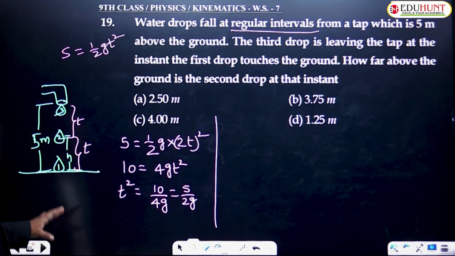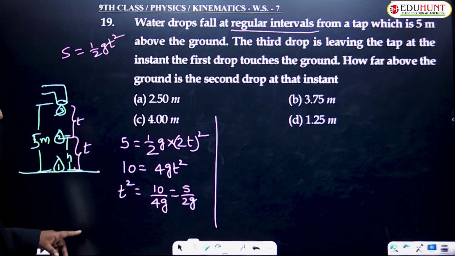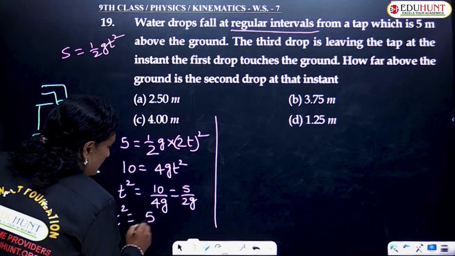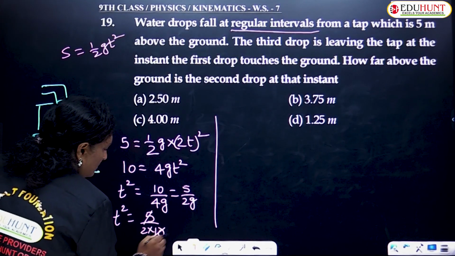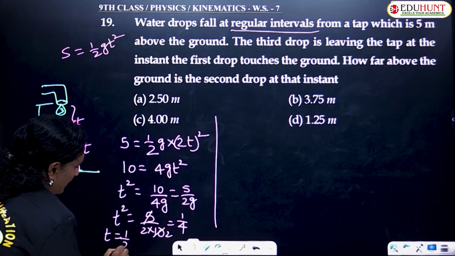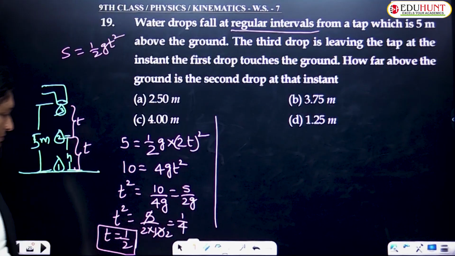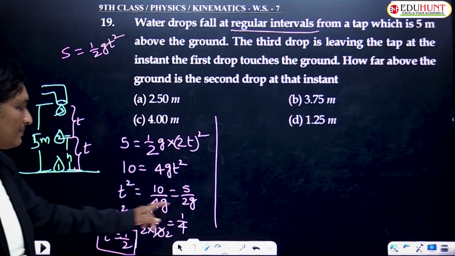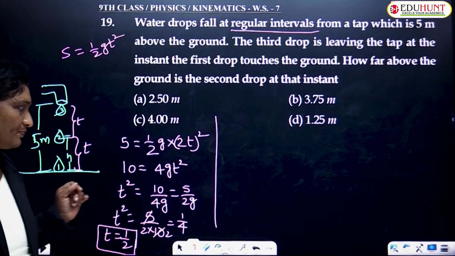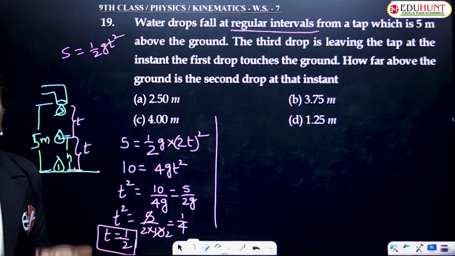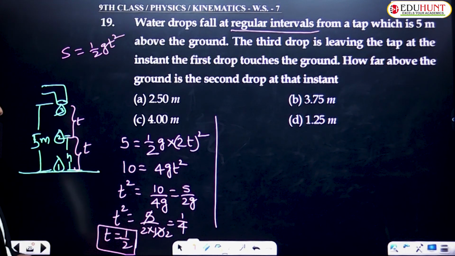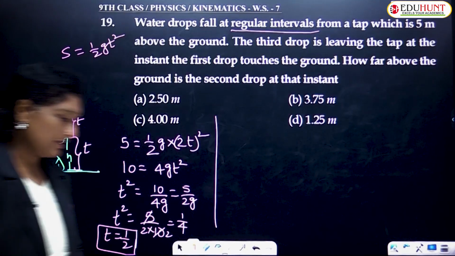Only the t value we know, nothing else. Let me substitute g as 10 only. 5 by 2 times 10, that is 1 by 4. If t square happens to be 1 by 4, t will be 1 by 2. That may help us. So based on the requirement I substituted the value of g as 10, so that I got the value of t as 1 by 2. If you go with 9.8, the solution will be complicated. So I took the value of g as 10. Hence I got the value of t as 1 by 2.